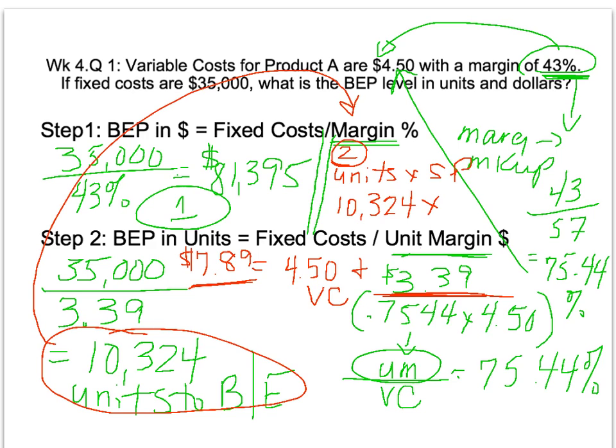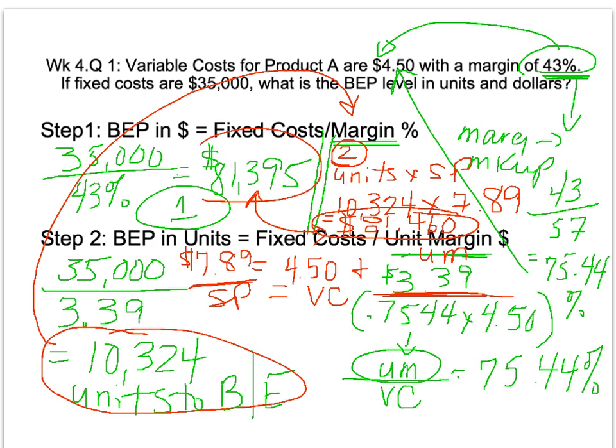So that's your variable cost, that's your unit margin. Add those together, you get your selling price. So when you multiply 10,324 by 789, you're going to get a break-even in dollars of 81,460. Okay, so that's method number 2. Notice that the numbers are different, right? They're off by 65 bucks.